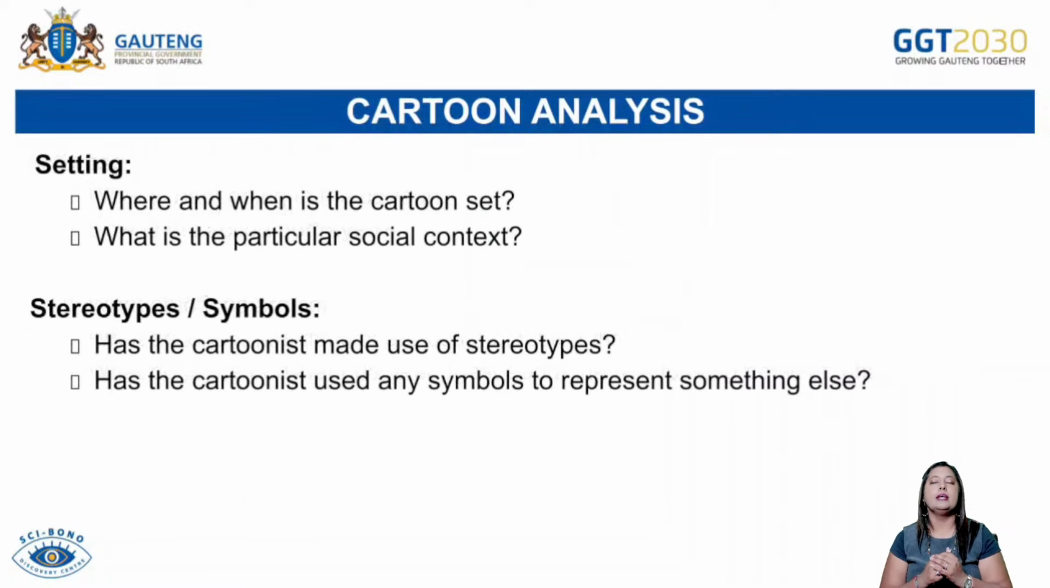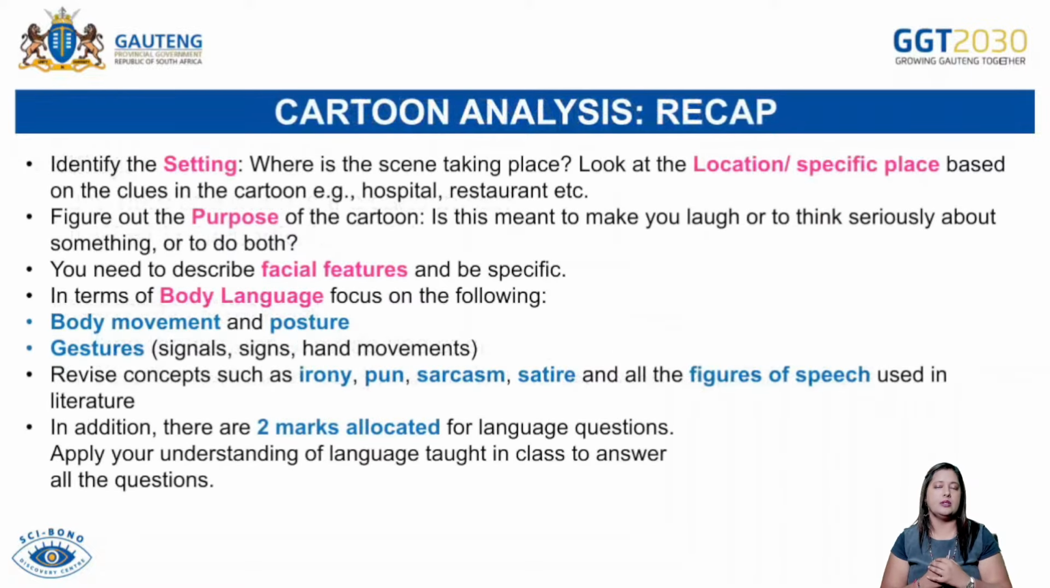Right. Then the setting. I did mention to you that events are happening within a space and a time on that particular frame. Where and when is the cartoon taking place? And what is the particular social context of this cartoon strip? Then I'm looking at the symbols versus the stereotypes. What kind of stereotypes are being challenged within this cartoon strip? And more important, has the cartoonist used particular symbols that will represent something? If you just look at the symbol, it will bring a different idea in your thinking. All right, so that is the kind of thing you're looking at when dealing with cartoons.